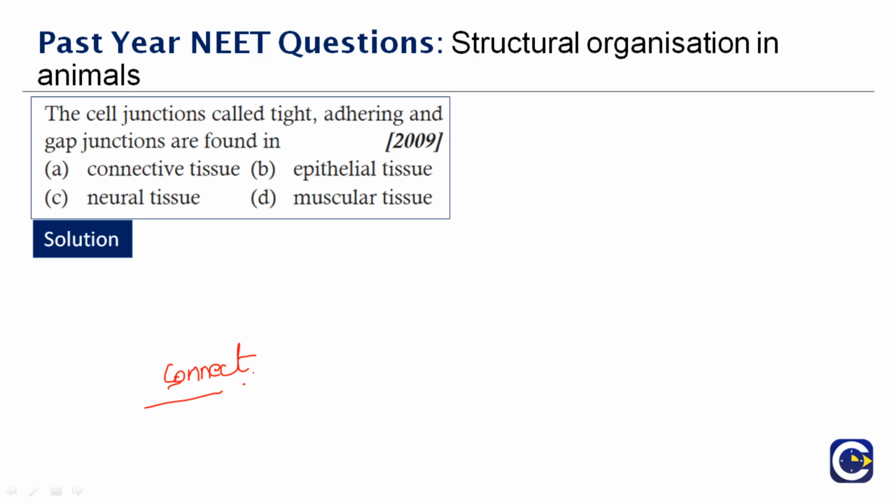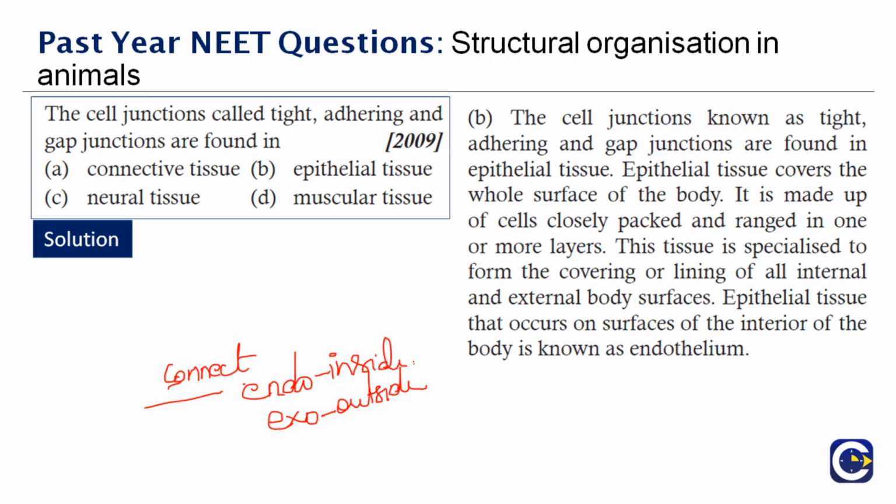Epithelial tissues cover the whole surface of the body. It is made up of cells closely packed and arranged in one or more layers. So you have different layers, right? This tissue is a specialized form of covering or lining which covers the internal and external parts of the surface. Epithelial tissues occur on the surface of the body, interior and exterior, what you call endo and exo. Exo means outside and endo means inside. That is the only difference. So the tight junction, adhering junction and gap junction are all found in epithelial tissue. Therefore, the correct answer to this question is option B.